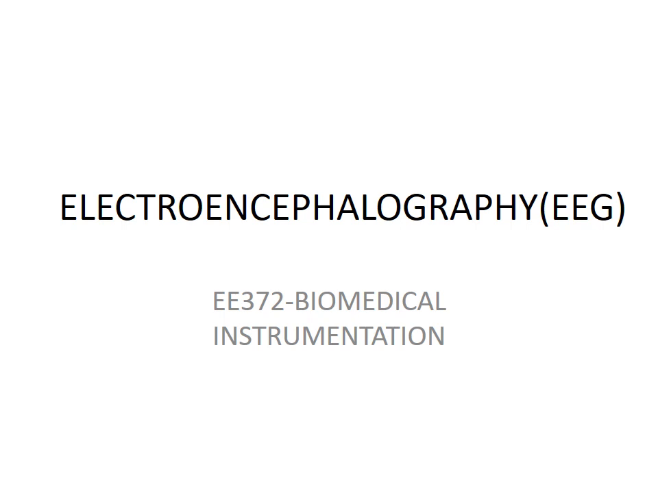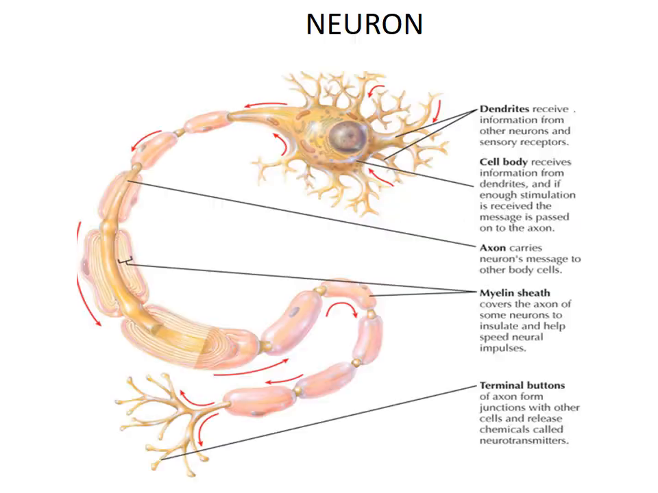Electroencephalography. Before studying electroencephalography, here is a recap of the structure of the neuron that we studied in the previous unit. This is the basic structure of a neuron.